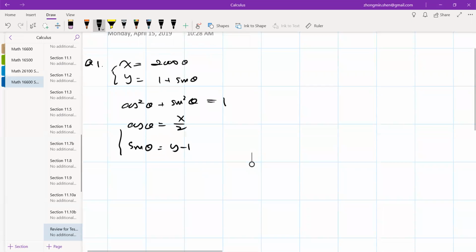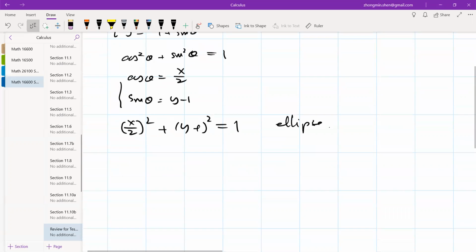So therefore, we get (x/2) squared plus (y minus 1) squared equals 1. So this is an ellipse. The center of the ellipse is going to be (0, 1).